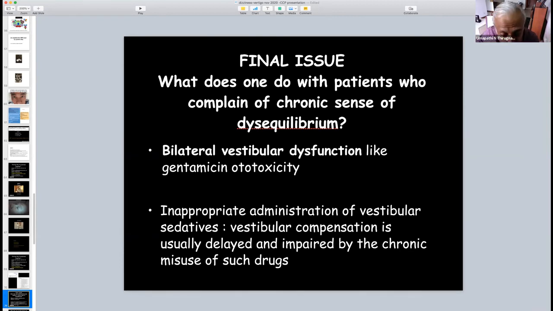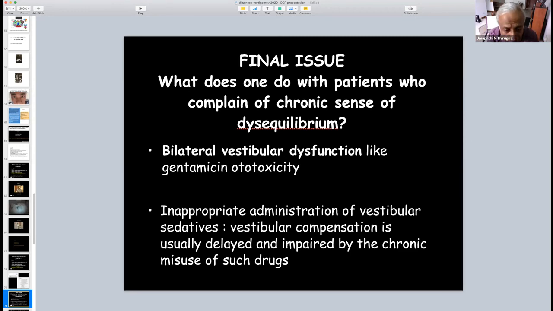The second most common reason why patients complain of chronic disequilibrium is that they are given too much vestibular sedatives for non-specific complaints. So Stemetil, Mexalon, metoclopramide, cinnarizine, betahistine, all these drugs that doctors love to give.